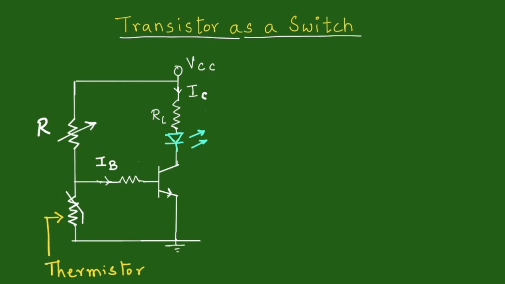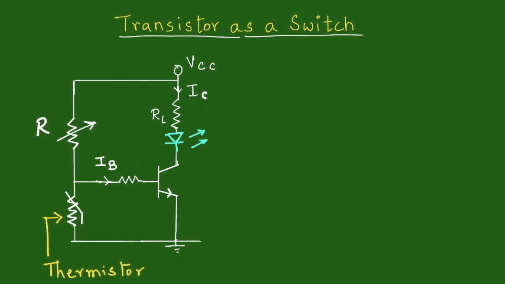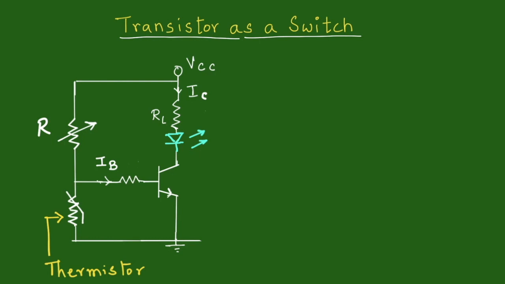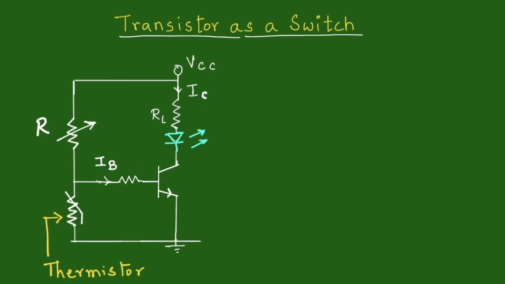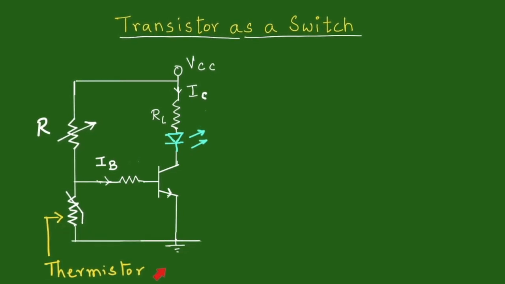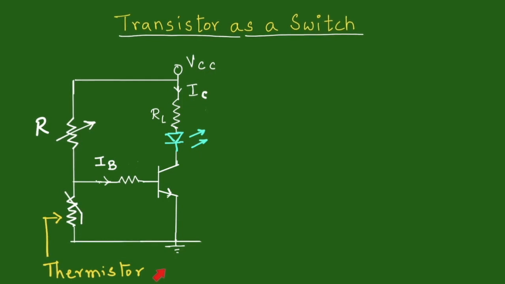Here is a circuit where the LDR is replaced by a thermistor. A thermistor is a device whose resistance depends on the temperature of its surroundings. The intensity of the light connected in the collector branch of the transistor will now depend on the temperature in the surrounding of the thermistor. These kinds of circuits can be used to indicate temperature in different electrical appliances like an oven.